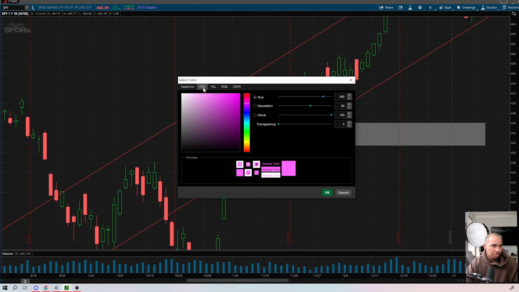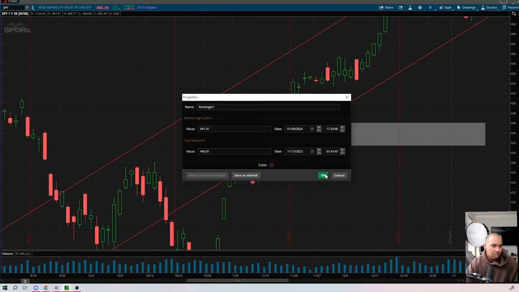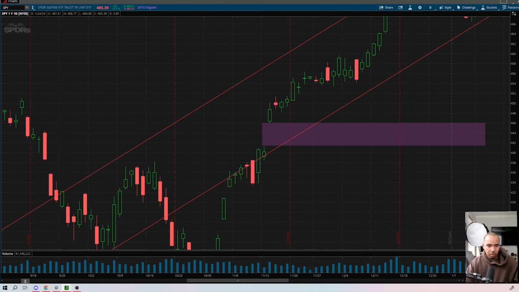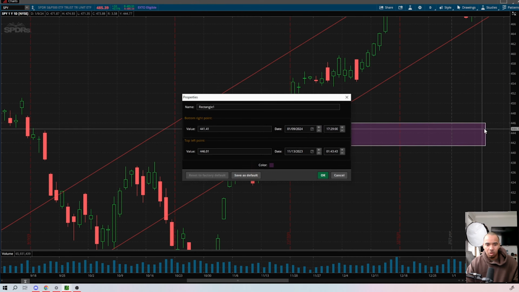And this will be my gap area. Now, even though we are a little bit far away from it, I will keep it on there just because when the market starts to correct itself and we do start to move back down, this gap will get filled. So eventually this gap will get filled.